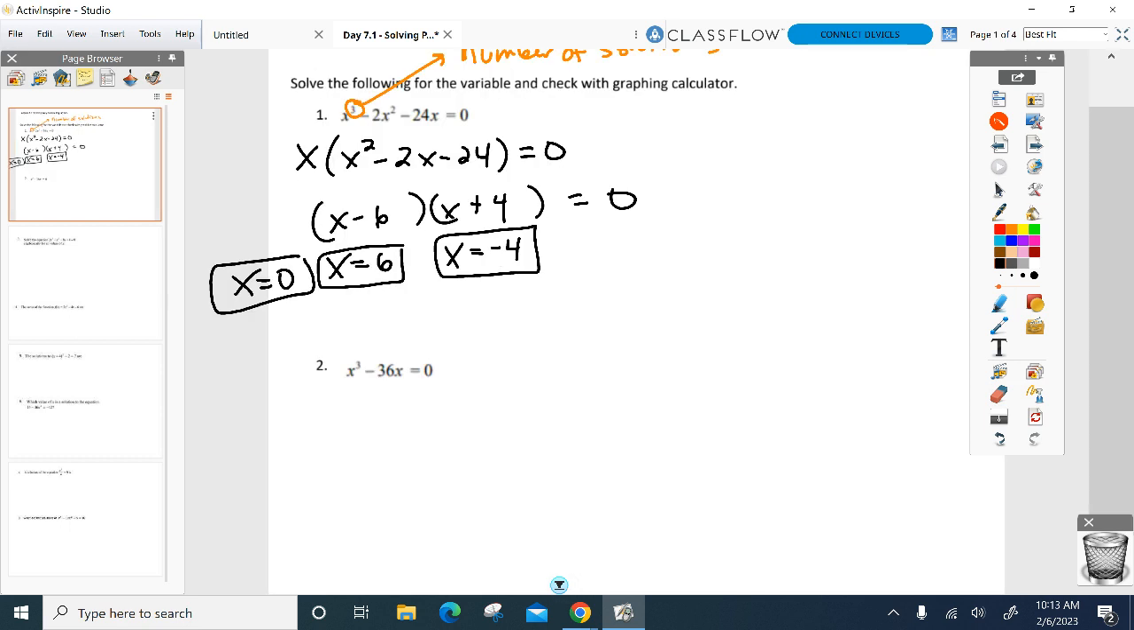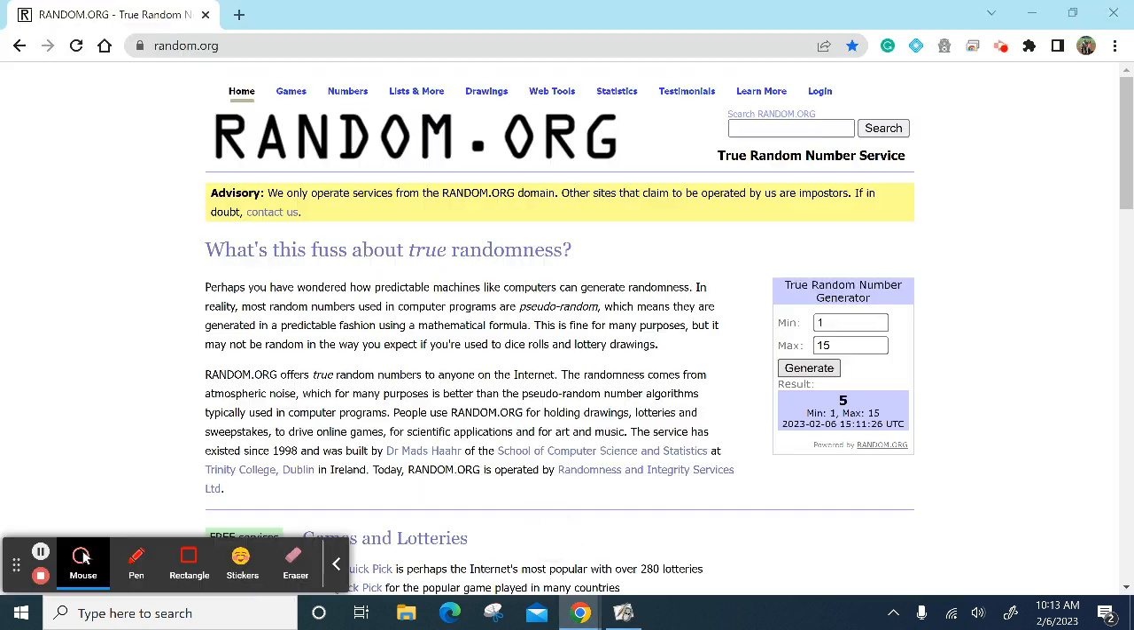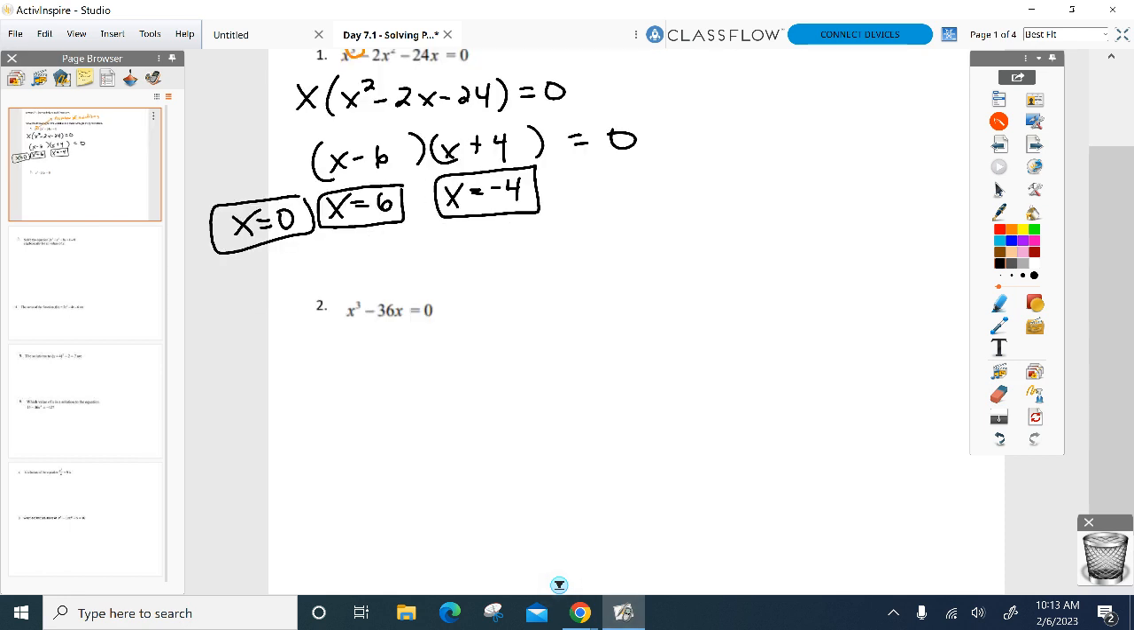All right, let's keep going. X cubed minus 36x equals 0. What are you looking for first here? You can also take out an x. Yes, good. Take out a GCF. What's left, Jared? X squared minus 36.